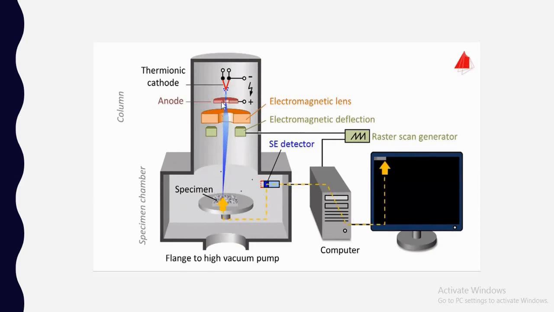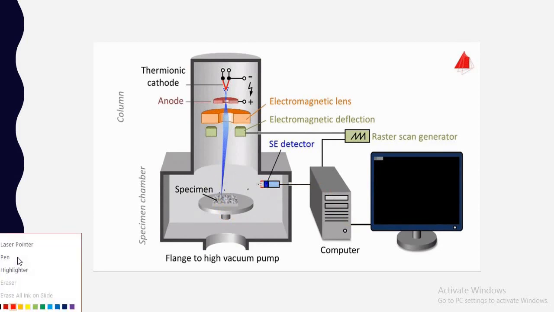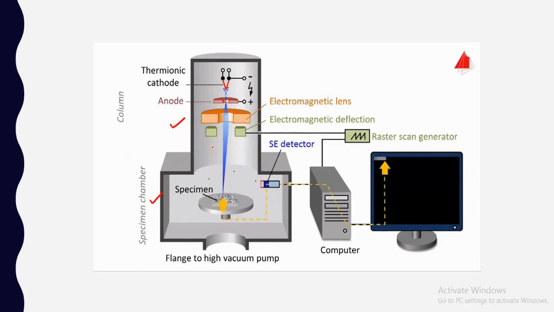Here, if you see, there are two chambers present: the specimen chamber, and this one right here is the column. A high vacuum pump is also present over here, of course, to maintain the vacuum so that air particles will not interact with the specimen, so that we will not come into a picture where a clear image is not formed. Therefore the vacuums are used, which we have already discussed.